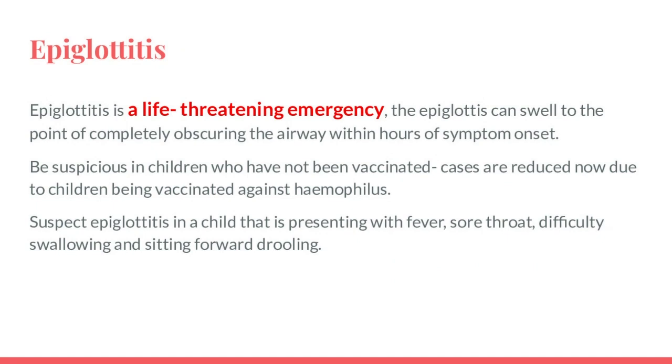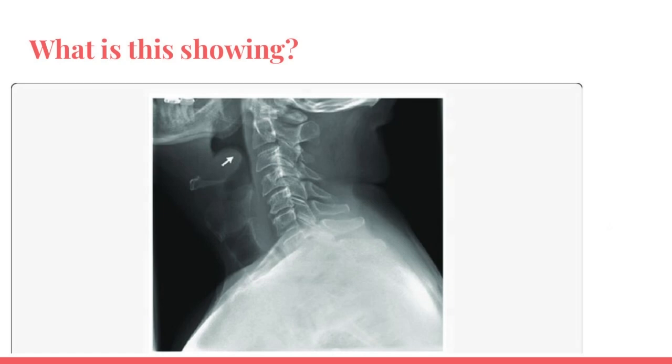In any child that's presenting with fever, sore throat, difficulty swallowing, and sitting forward drooling, which is the paediatric equivalent of the tripoding position, you really want to think about epiglottitis. They're leaning forward, they're really trying to catch their breath, but they're drooling because that airway is closing. Okay. Does anyone know what this is showing, or any ideas you have around it?